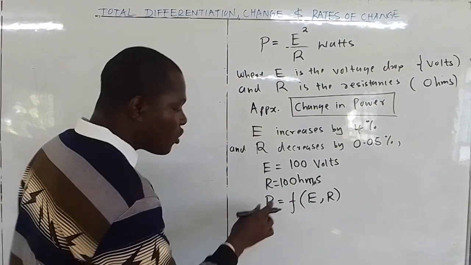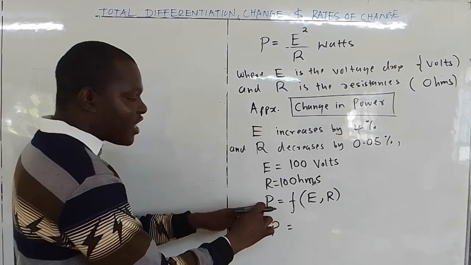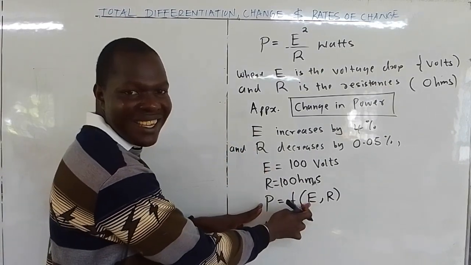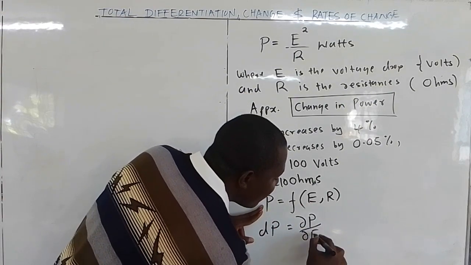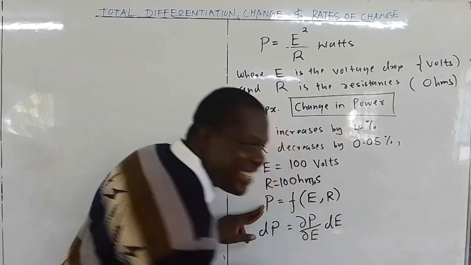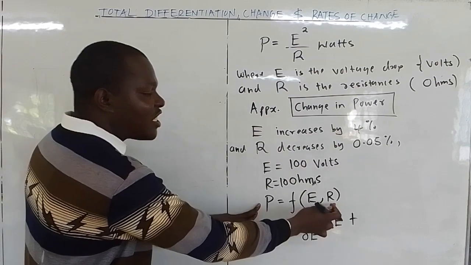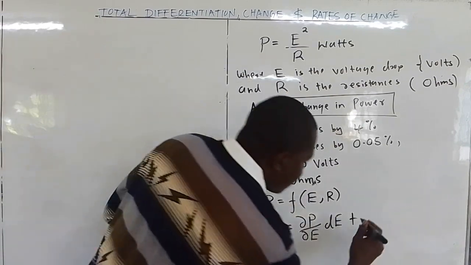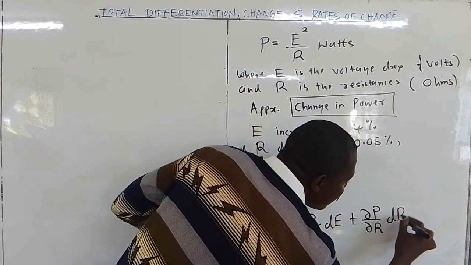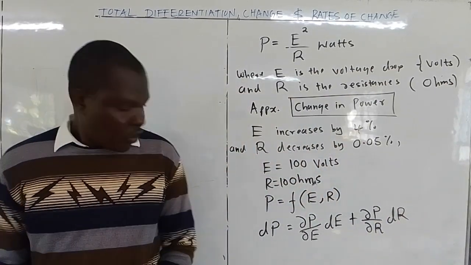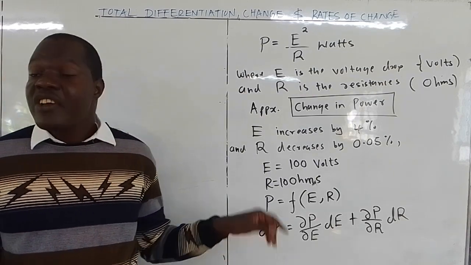So what is the total derivative of P? dP: we differentiate P partially with respect to E, and then we remain with dE. Then plus, we differentiate P partially with respect to R, and then we remain with dR. So this is the total derivative, and from it you get what they want.